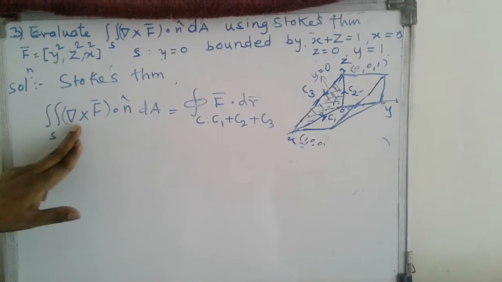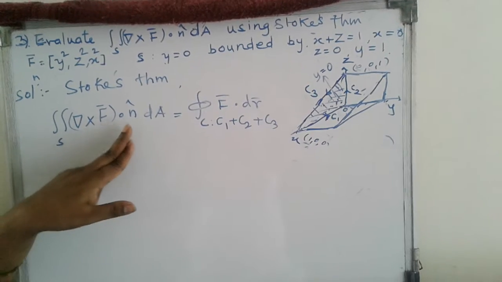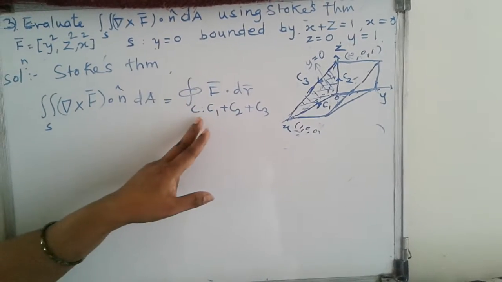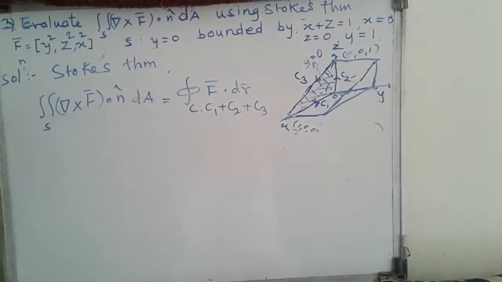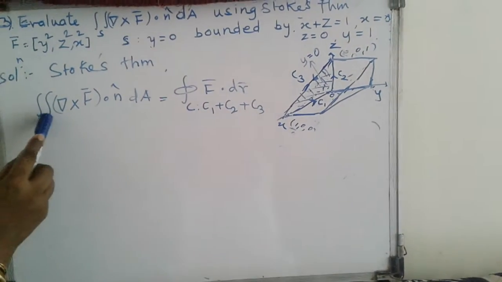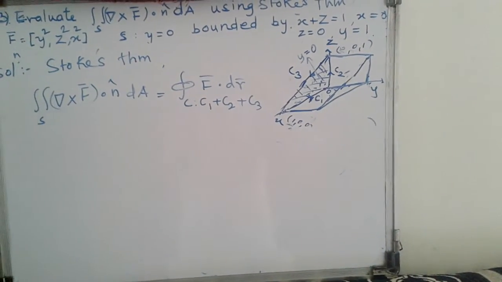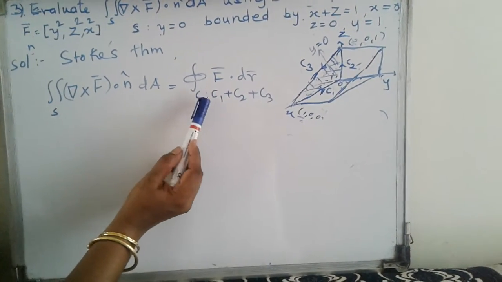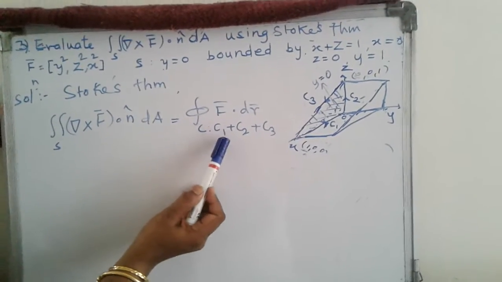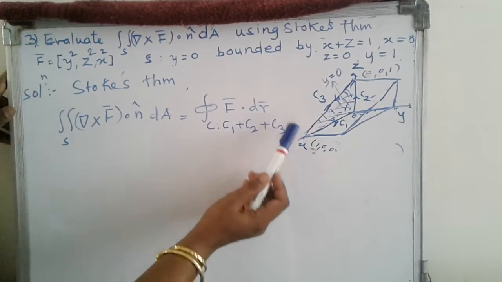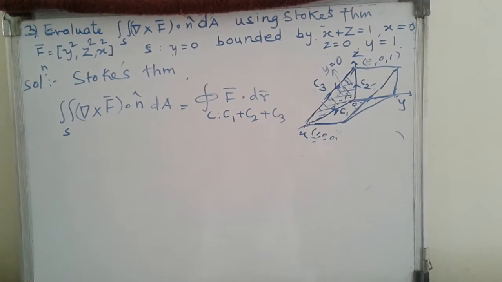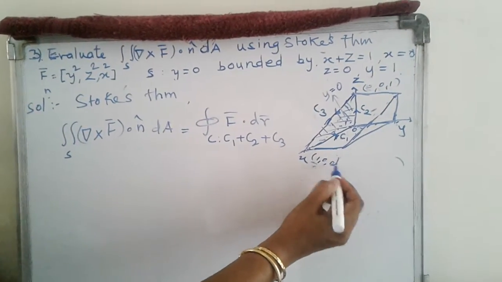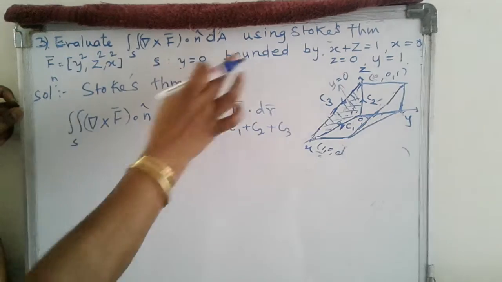It is the double integral of del cross f bar, the curl of the vector function, dot n cap dA over the surface S, equal to the line integral along the closed path C of f bar dot dr bar, where this surface S is a continuous, smooth, orientable surface which is bounded by this closed curve C, which consists of three piecewise continuous smooth curves. And the figure I have already explained in the last video lecture. So let us start working, and the question is using Stokes' theorem.